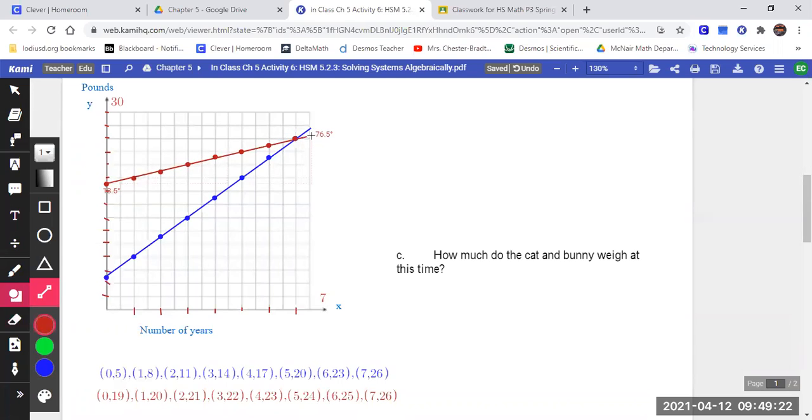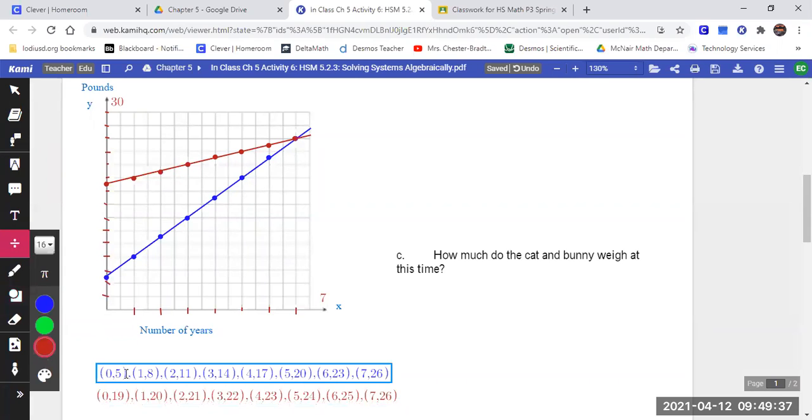But at that point, should the growth stay the same, which we know it won't because you don't continually grow forever, the cat would be more weight than the bunny. That's when they trade spots. Okay, so the only thing we have left to do is go copy our coordinates onto the graph.